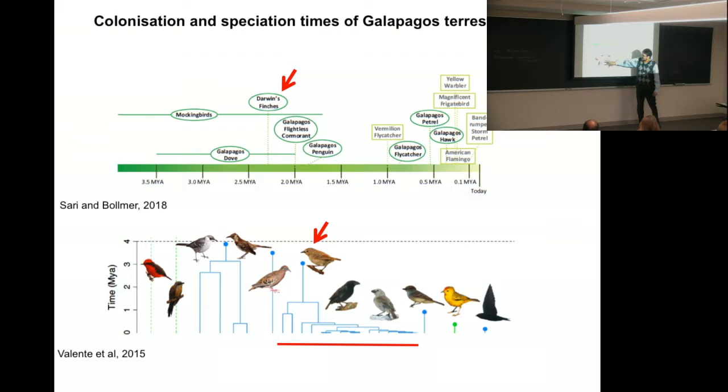The Galapagos mockingbirds are the closest. This is the only other radiation. They evolved four very similar looking species, unlike Darwin's finches, which just exploded, especially in more recent times. So there's something very interesting going on.